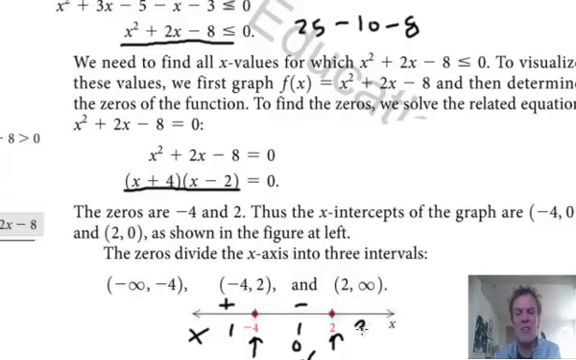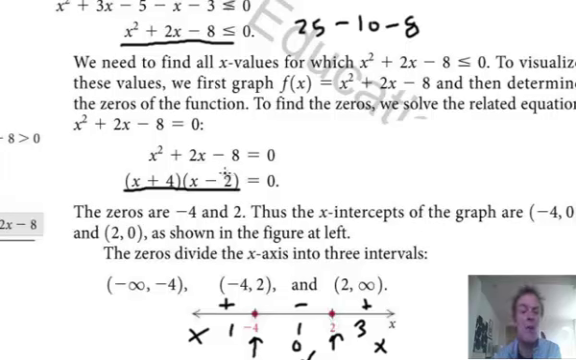And finally, let's just choose a 3, something bigger than 2. 3 squared is 9 plus 6. That's positive, it's going to be a positive answer, so that is not less than 0. That area is no good. So the only part that works is from negative 4 to positive 2.